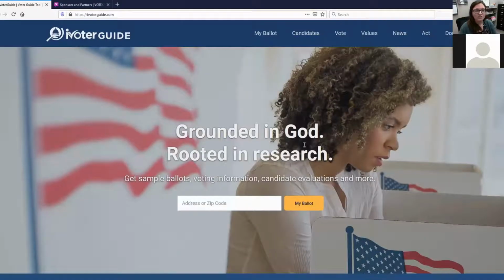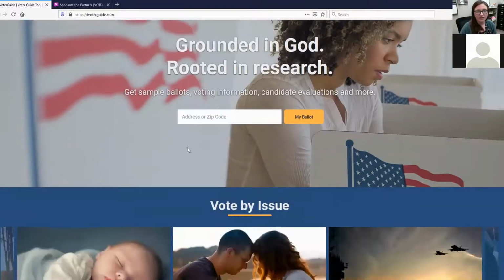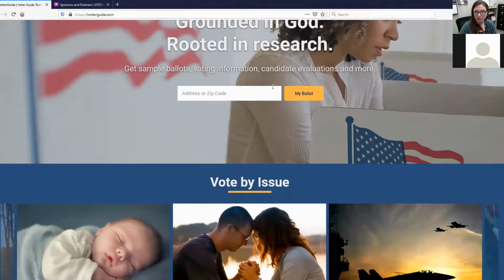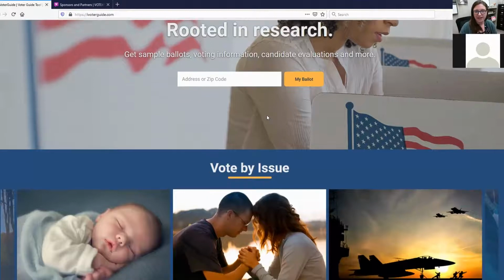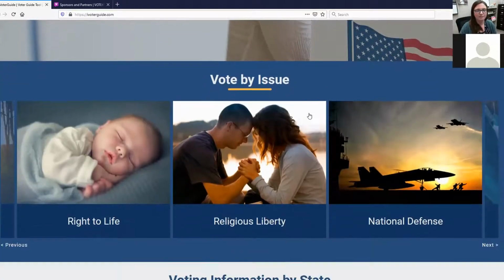All right, so as soon as you get to the iVoter Guide website, the first things that you see are "grounded in God, rooted in research." You can get sample ballots, voting information, candidate evaluations, and more. All right, this seems pretty run-of-the-mill. You can put your zip code in, get your personalized ballot that has all of your candidate information on it.